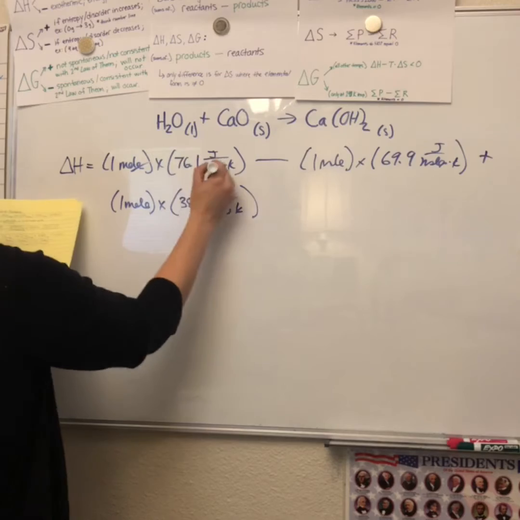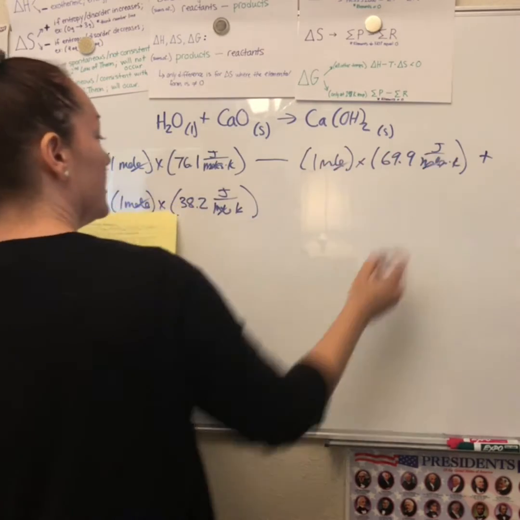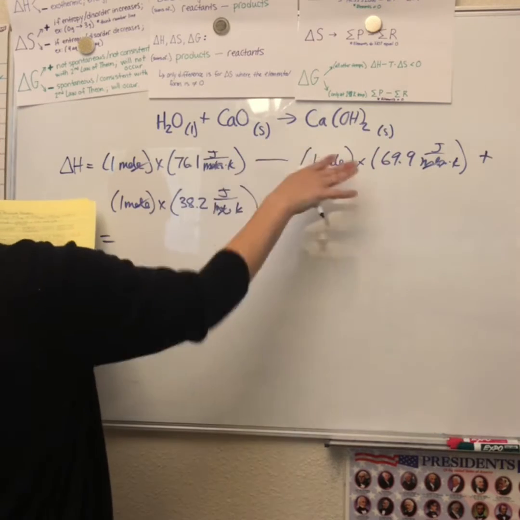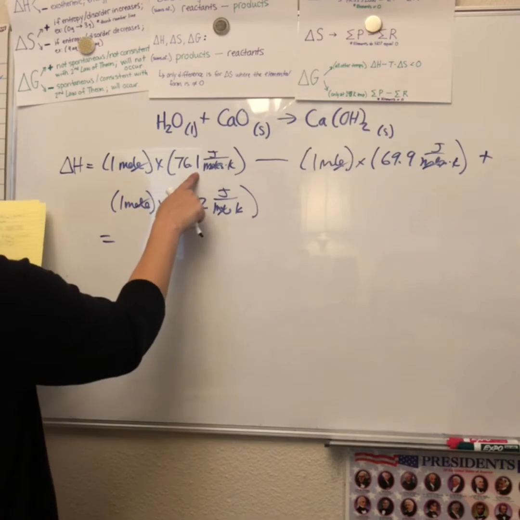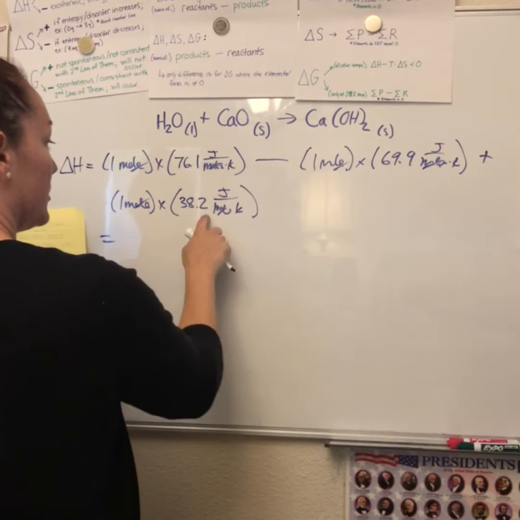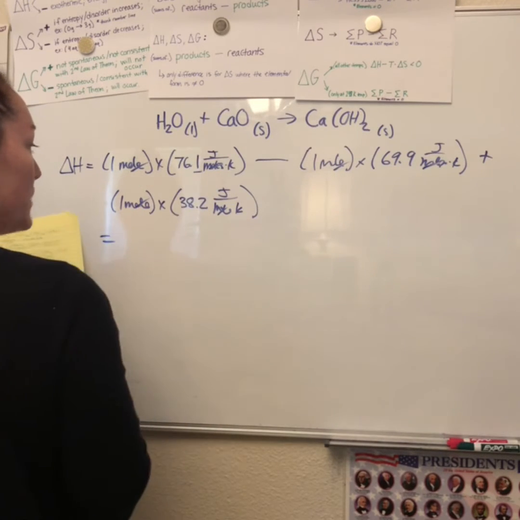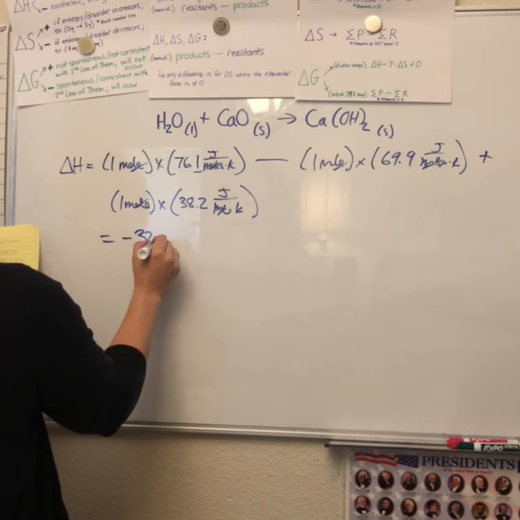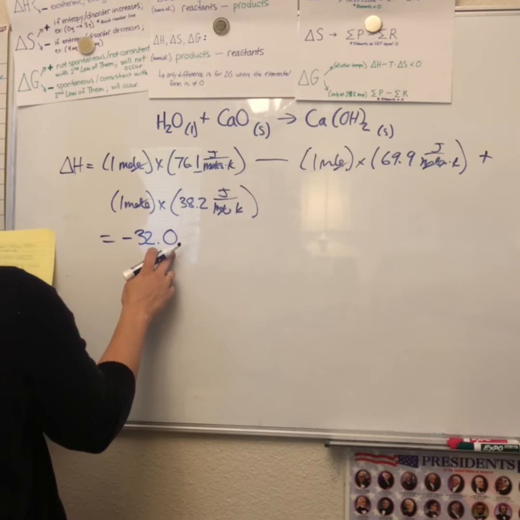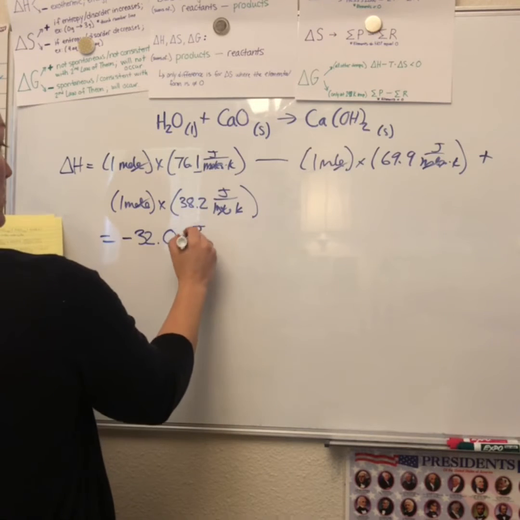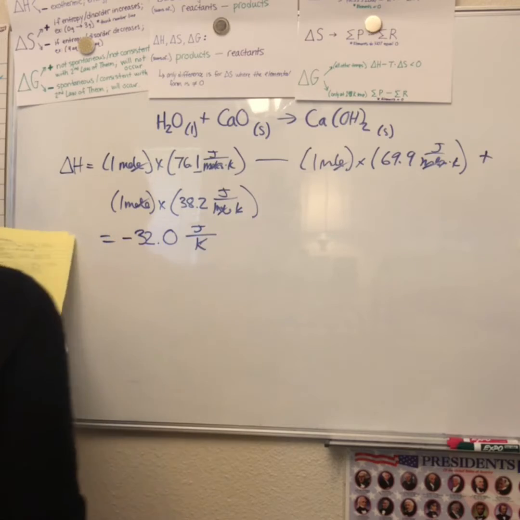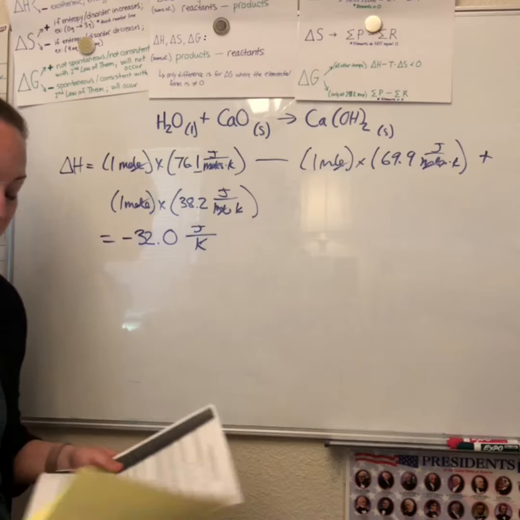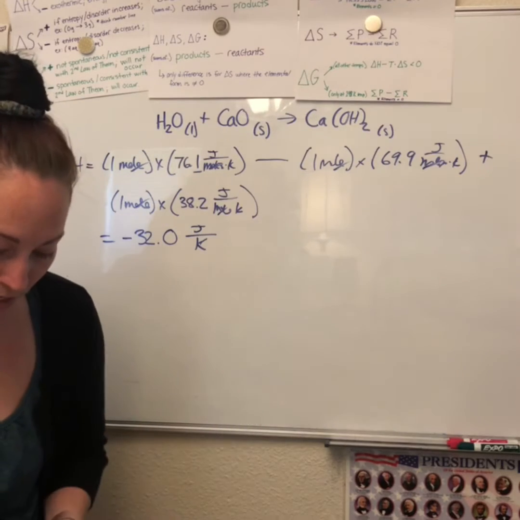Okay, so your moles are going to cancel. I'm going to multiply, I'm going to subtract from each other, and I'm going to look at my placement. It looks like every single one of these goes out to the 10th spot, so that's where my answer is going to go out to. So I have a negative 32.0, because I have to go to the 10th spot, and my unit is joules per kelvin. So this should be the answer to number 7. Let's look at number 8.